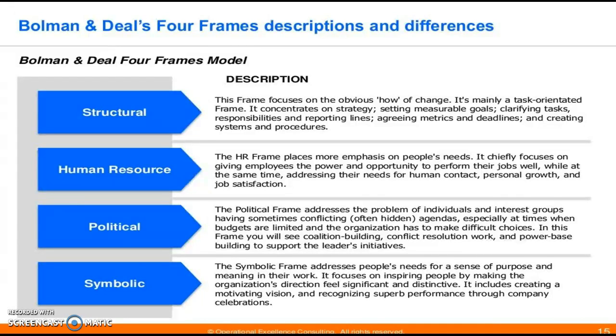So for example, let's say that there was a hazing incident that occurred on the volleyball team. If you approach it from a structural standpoint as a leader, you would look at outlining policies. What are the rules? You would have swift punishment, those decisions would be made, and you would move on.